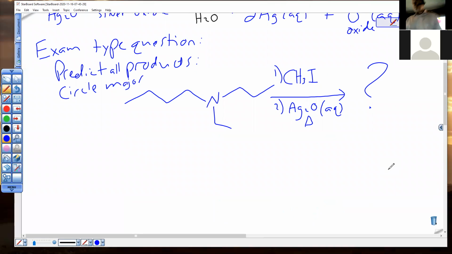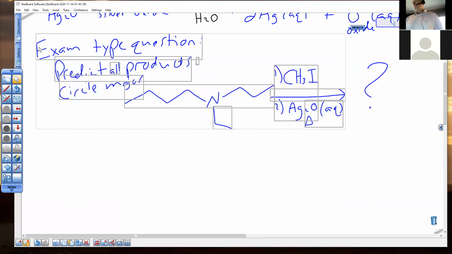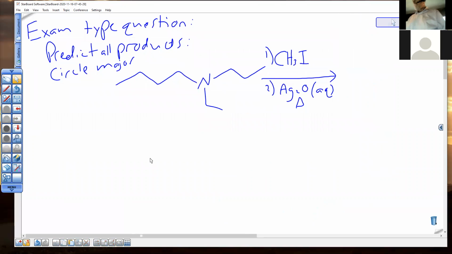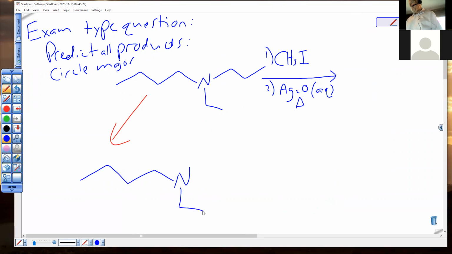So what happens first is the exhaustive methylation part. Pretty monochromatic here, isn't it? And not much to exhaustively methylate this one. You only have room for one methyl. And that's part one. And then two.